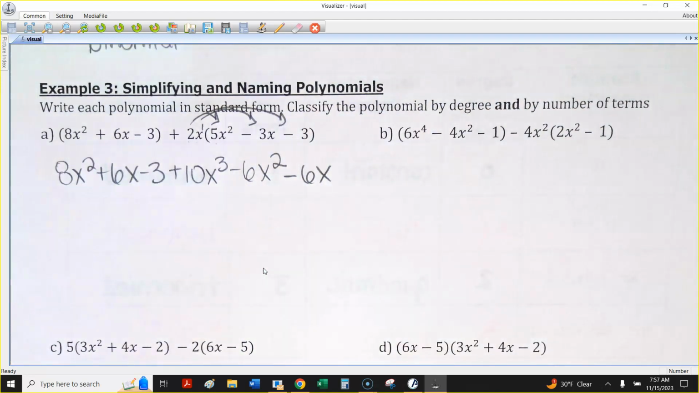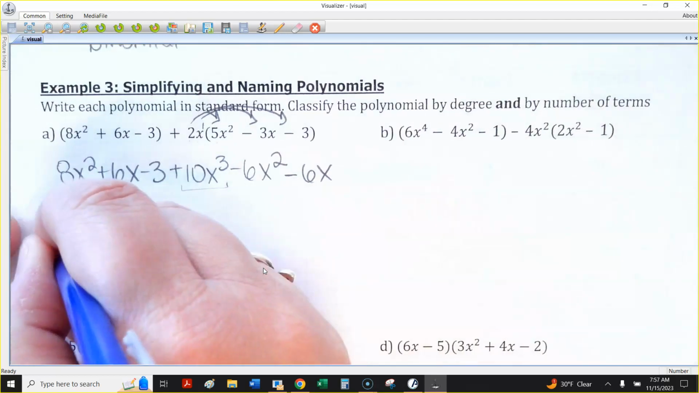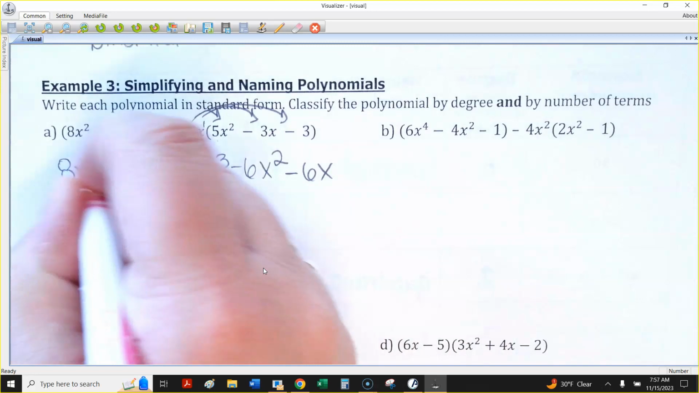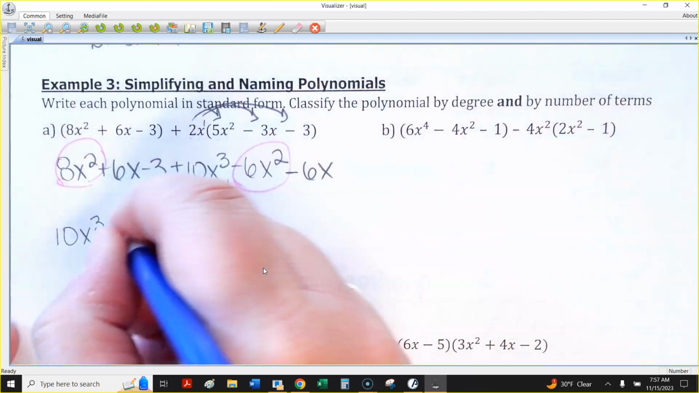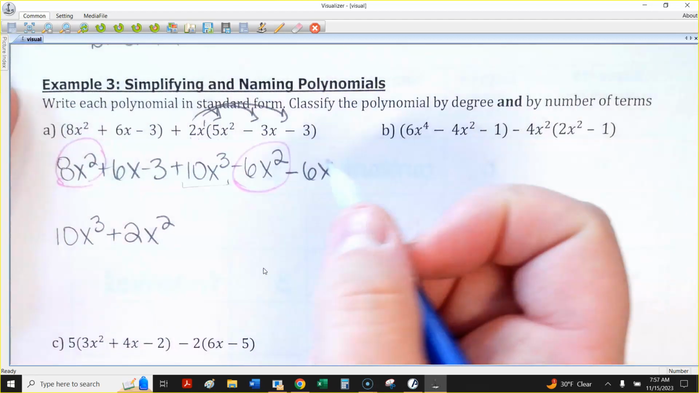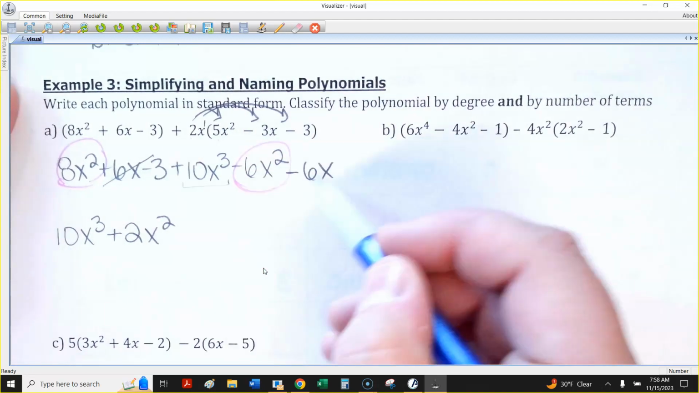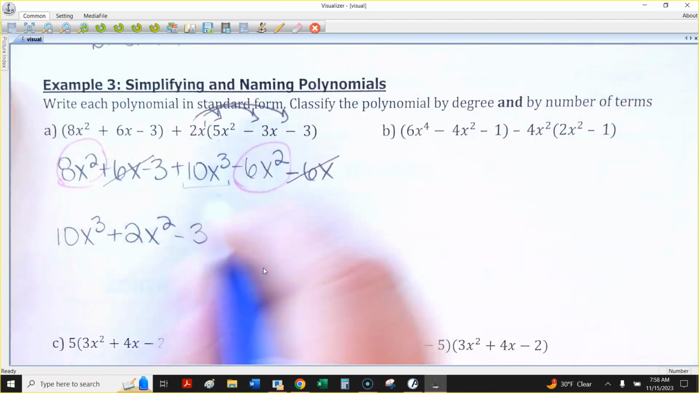Once you do the distributive property there, we're just going to combine like terms. So I'm going to start with my highest power of x. I only have one term that has an x to the third, so that's got to go first for standard form. So this would be 10x cubed. I've got an 8x squared and a minus 6x squared, so we got to put those together. So that should be plus 2x squared. And then, this is kind of similar. The 6x and negative 6x cancel each other out. And then I have a minus 3.